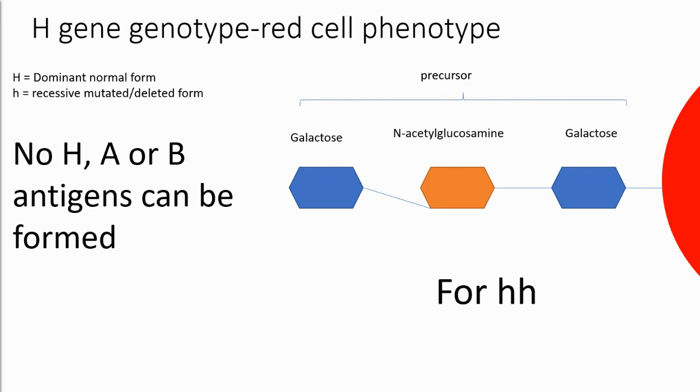So if a person carries the gene for a blood group, that is the 1,3-N-acetylgalactosaminyltransferase gene, but is also homozygous recessive for the H gene, then this person cannot form their genetic blood group, and their red cells will only express the precursor molecule.